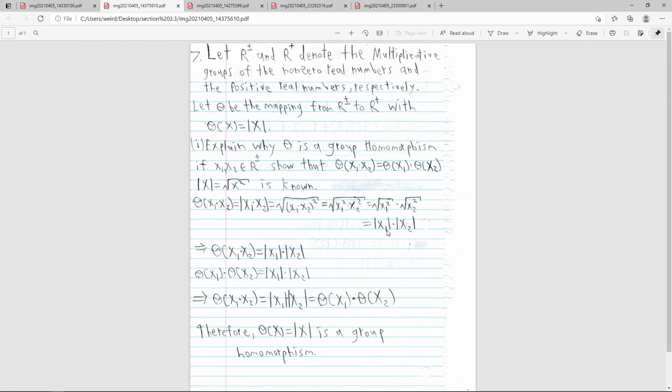So it's the absolute value of x1 times the absolute value of x2, and that's good because that's the format that zeta of x1 times zeta of x2 is. It's the absolute value of x1 times the absolute value of x2, so they're equal to each other. And therefore zeta of x equals the absolute value of x is a group homomorphism.